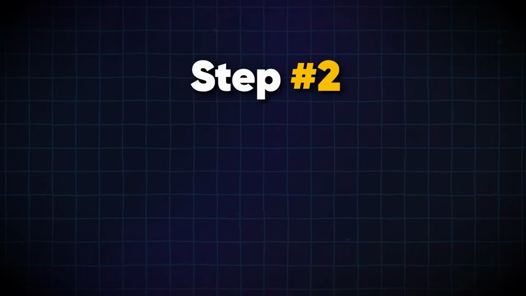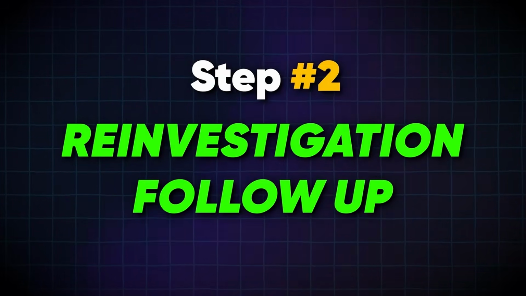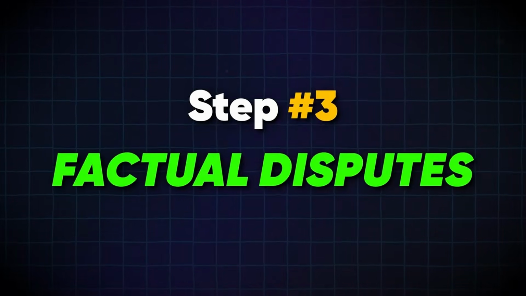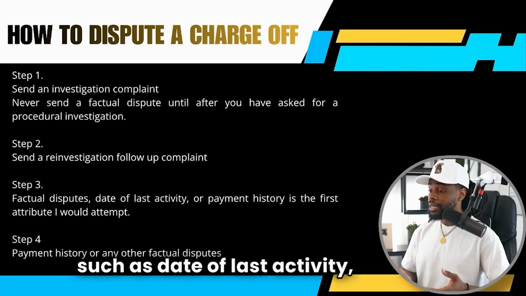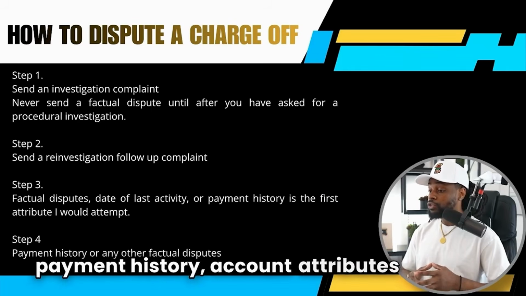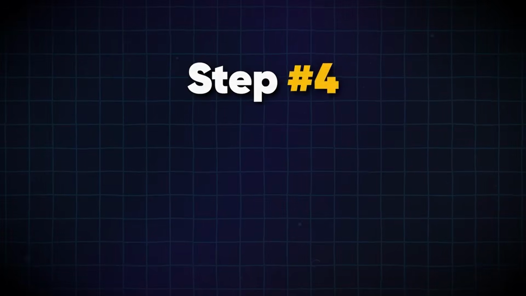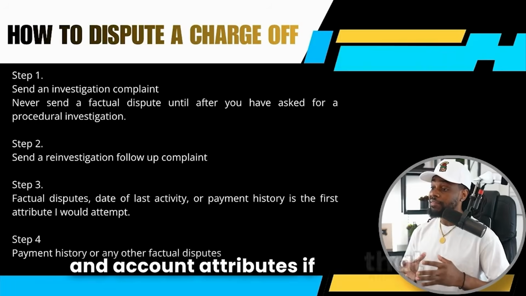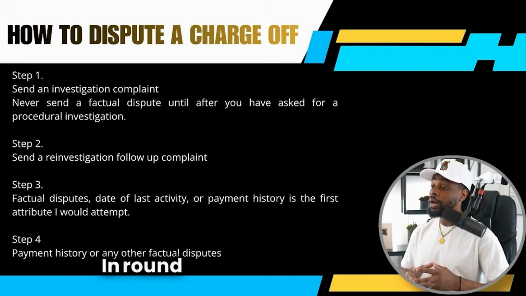Step number 2, we're going to send a reinvestigation follow-up complaint. For step number 3, we're going to use factual disputes such as date of last activity, payment history, account attributes, and things like that. For step number 4, we're going to look at other factual disputes and account attributes if that charge off has not been deleted in round number 3.